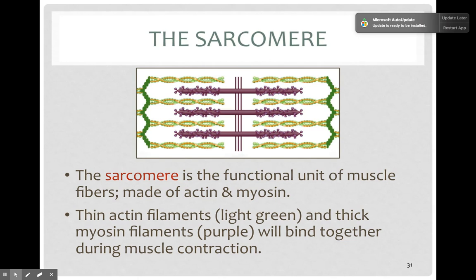Thin actin filaments, shown in this picture in light green, and thick myosin filaments, shown in this picture in purple, will bind together during muscle contraction. So when the muscles contract, these thin green actin filaments will bind together with these thick purple myosin filaments.